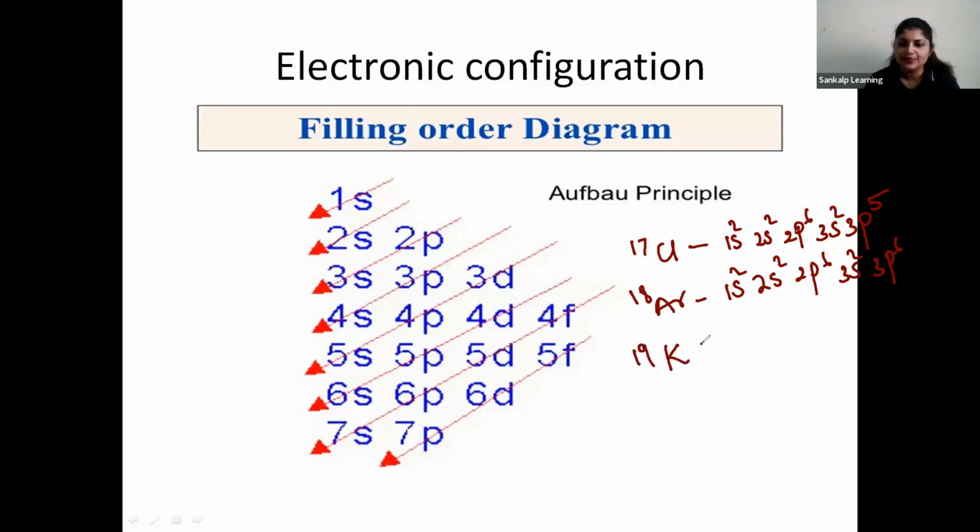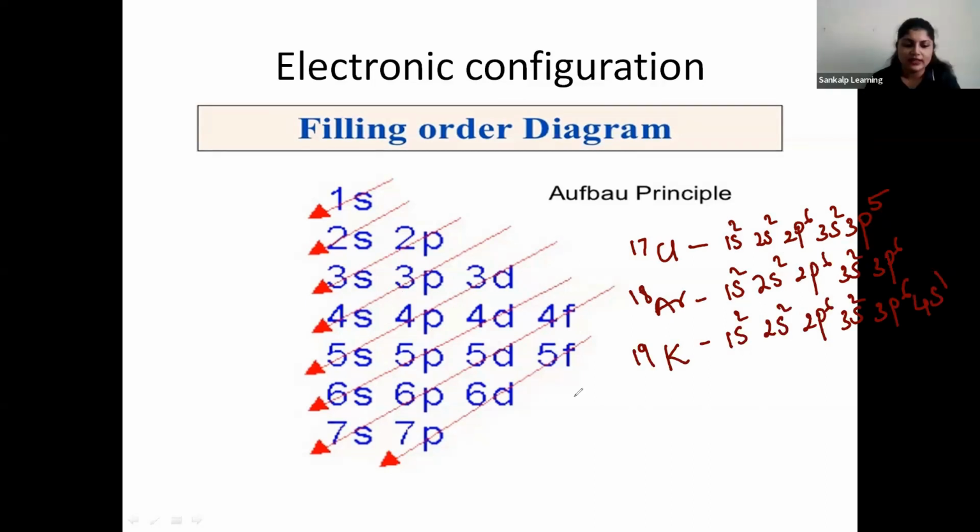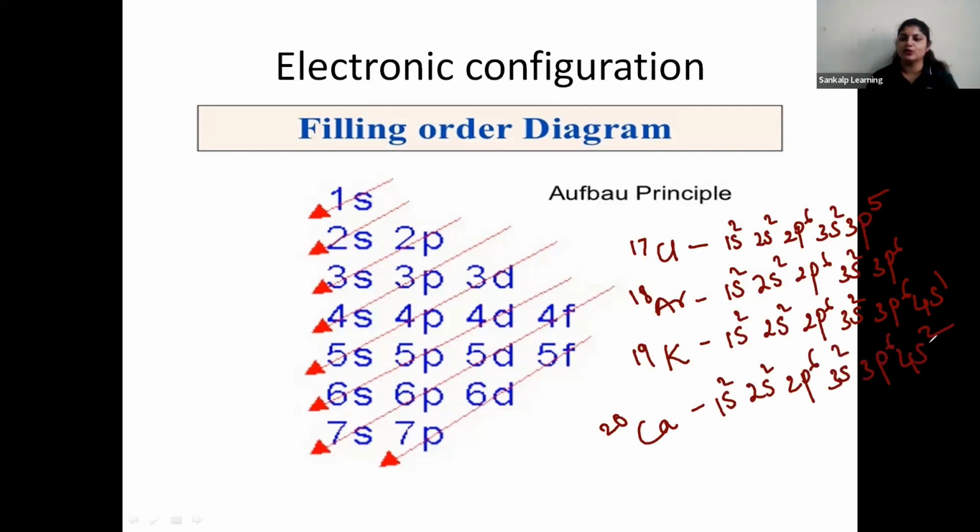Then next is potassium, 19: 1s2, 2s2, 2p6, 3s2, 3p6. After 3p6, which comes? 4s. So 4s1. Then after potassium, calcium, 20: 1s2, 2s2, 2p6, 3s2, 3p6 and 4s2. Understood?